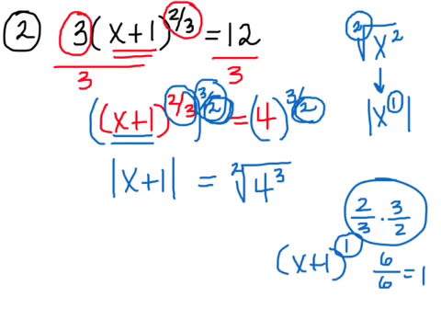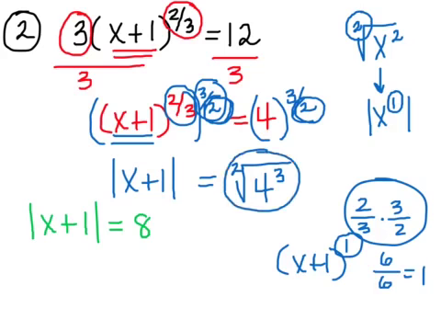So let's go from here. What we have is the absolute value of x plus 1 equals 8, because over here, if you did that on the calculator or by hand, you would get a whole number 8.